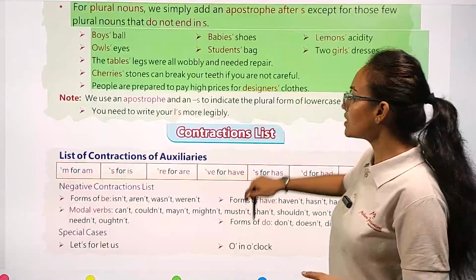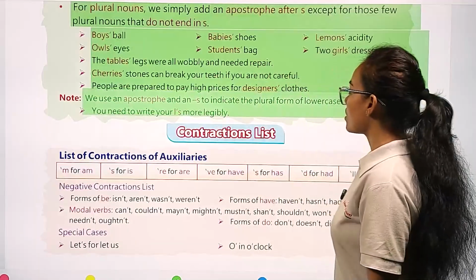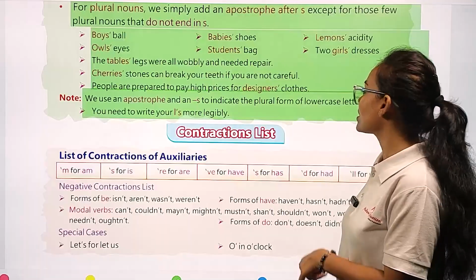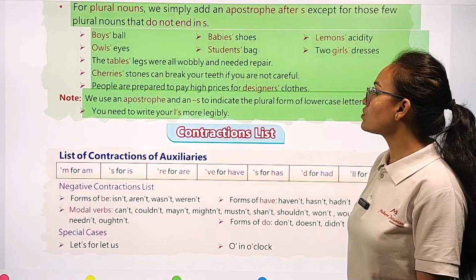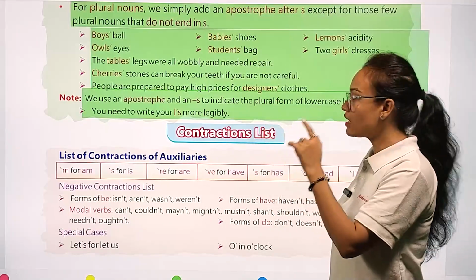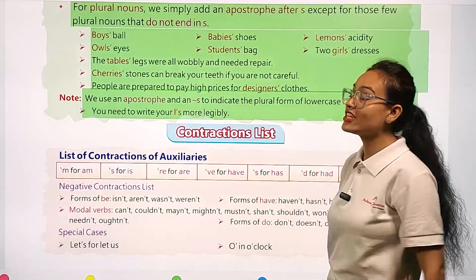Note: we use an apostrophe and an S to indicate the plural form of lowercase letters. You need to write your L's more legibly.